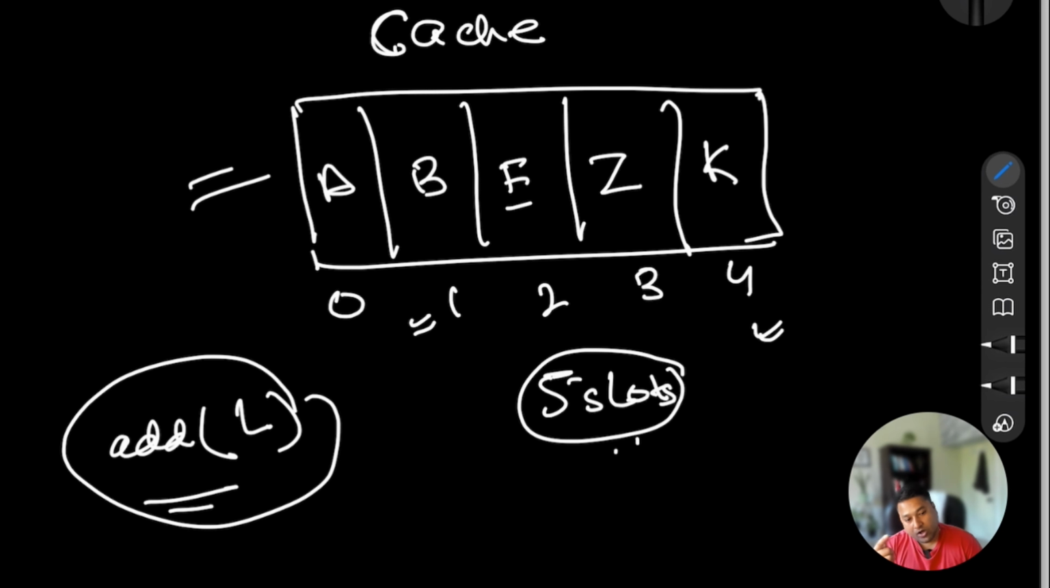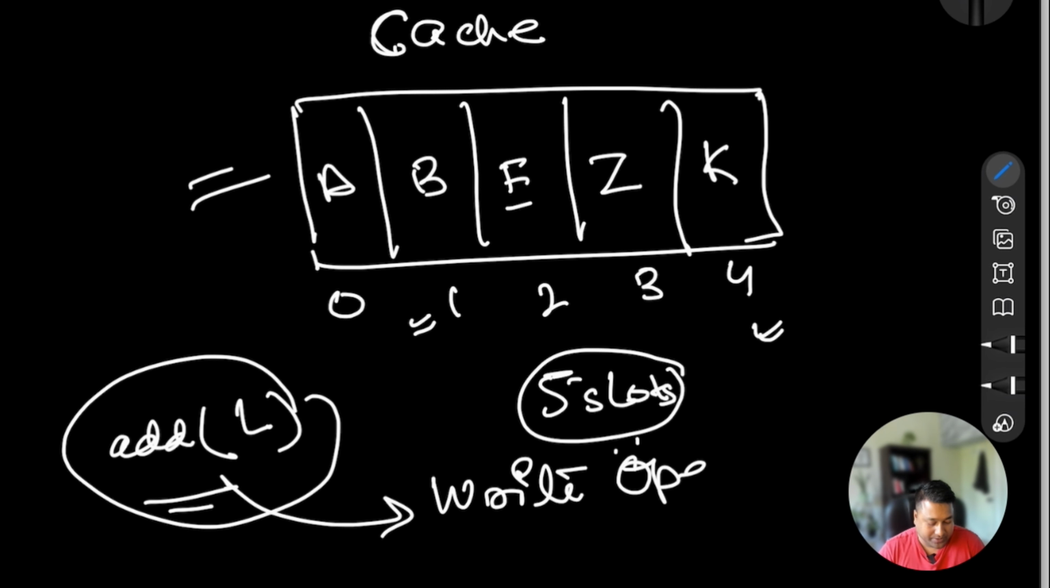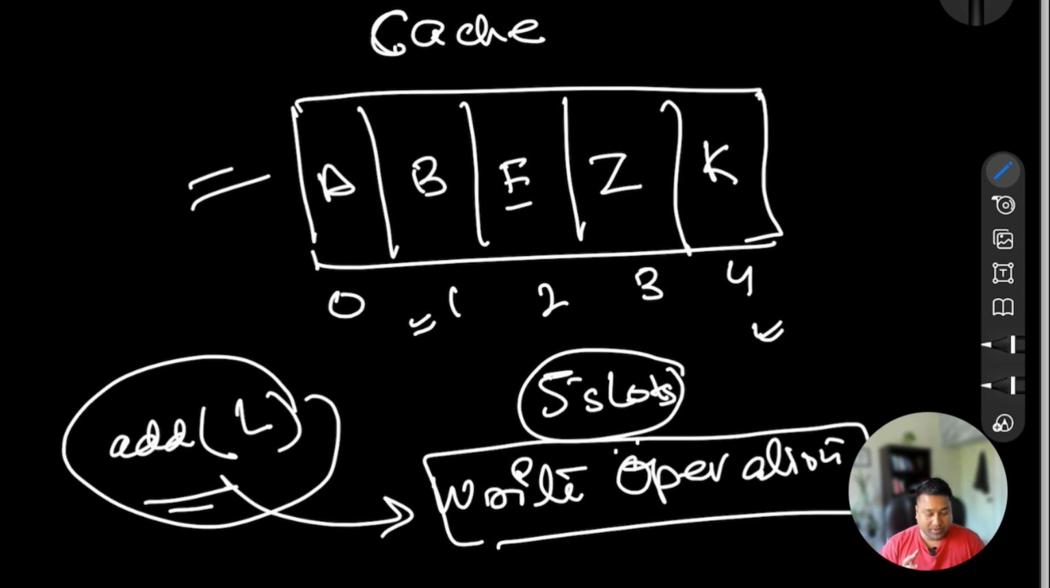Now, add is what kind of operation? It's a write operation, right? How that element L will be written to your cache memory is driven by your eviction. So that is cache eviction.